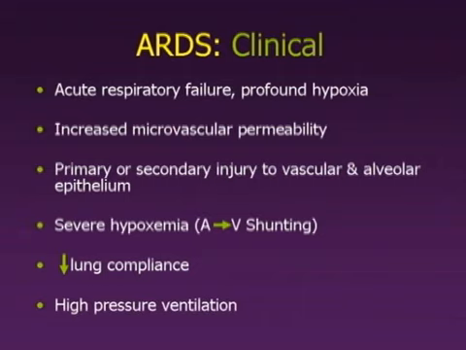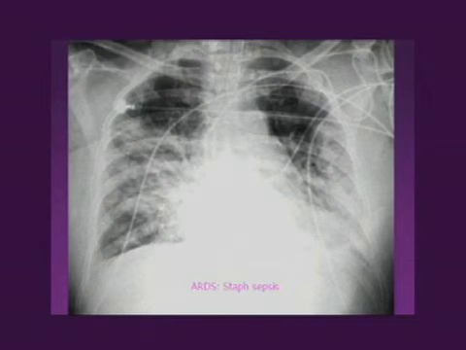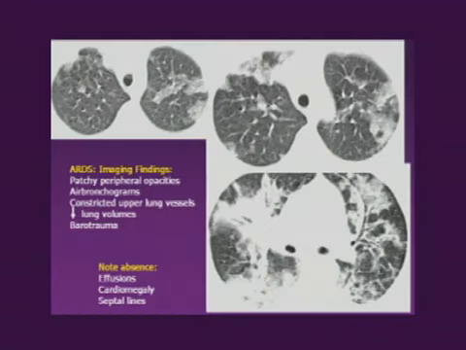Clinically, ARDS presents as acute respiratory failure, profound hypoxia. There is severe hypoxemia with AV shunting. The lungs become stiff and non-compliant and require high-pressure ventilation. It goes through stages: exudative, proliferative, and fibrotic, and the imaging correlates follow along with interstitial edema. This is a patient with staph sepsis. Note that there are ground glass densities bilaterally, patchy areas of consolidation.